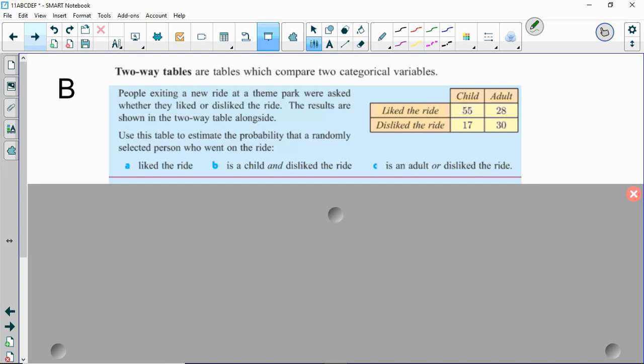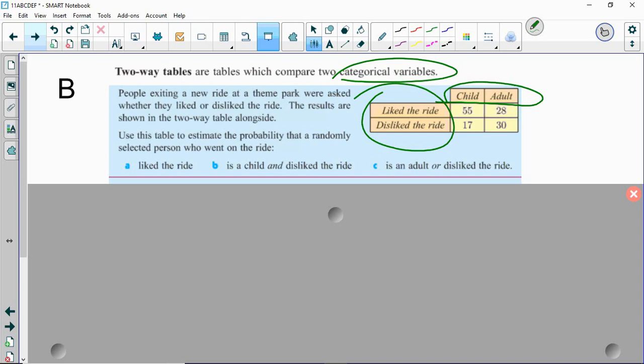Section B, we got these things called two-way tables. Look, it's a table that has kind of like two categorical variables. So that's a big word, and we're not getting too into what those mean in this course. AP would spend a lot more time with that. In this case, the two variables are like what kind of person you are, and that variable could take on the value of either being a child or an adult. And then the second variable would be your feelings towards a ride at the theme park. And you can either like the ride or dislike the ride. So we have two variables, and each variable in this case could take on one of two values.